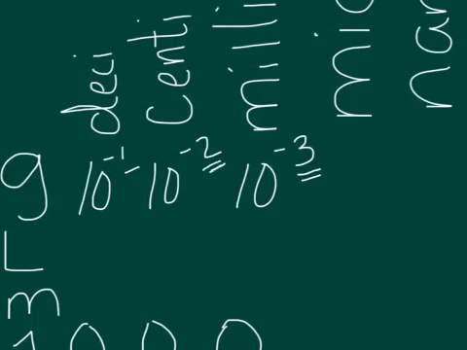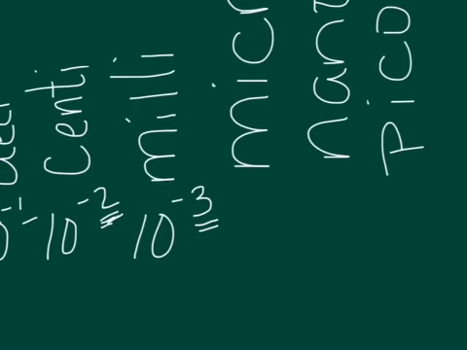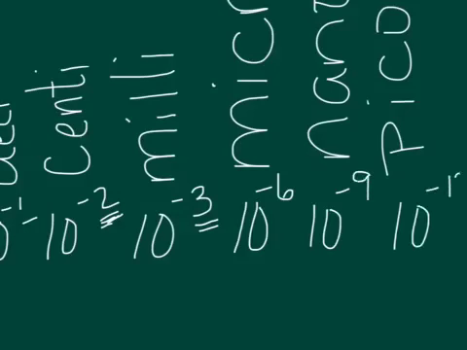For centi, there's going to be 100 centigrams in a gram, 100 centiliters in a liter, and 100 centimeters in a meter, and so on and so forth. Well, with micro, nano, and pico, it works exactly the same, except we're a little bit farther down the line. We're a fair bit smaller still. Micro is 10 to the minus 6, nano is 10 to the minus 9, and pico is 10 to the minus 12.